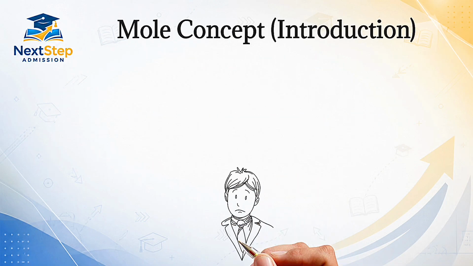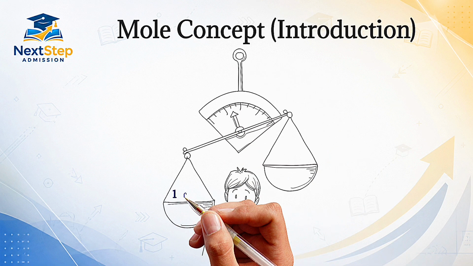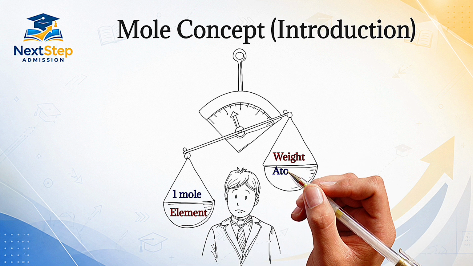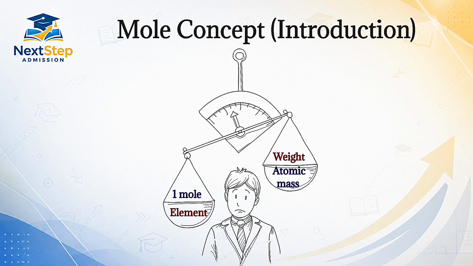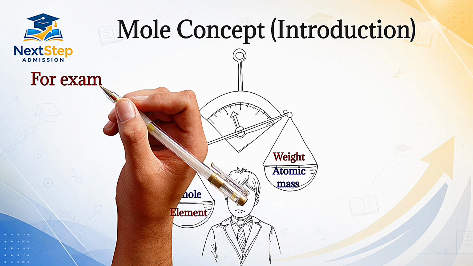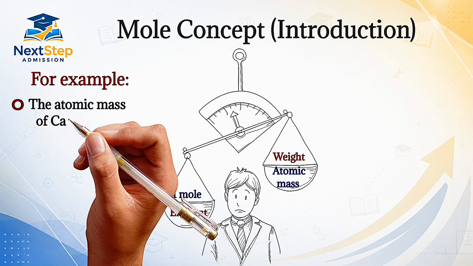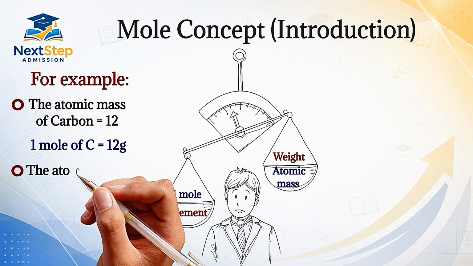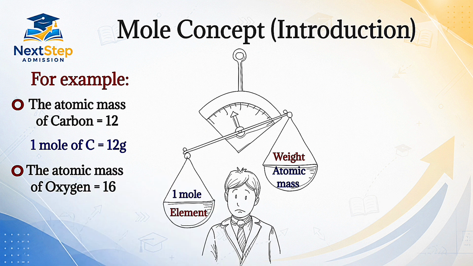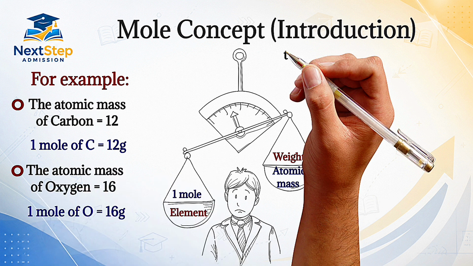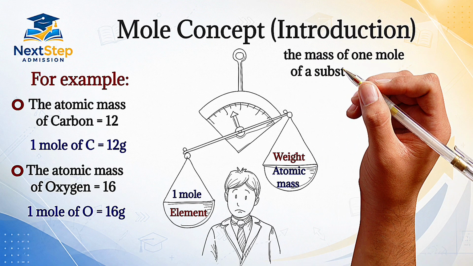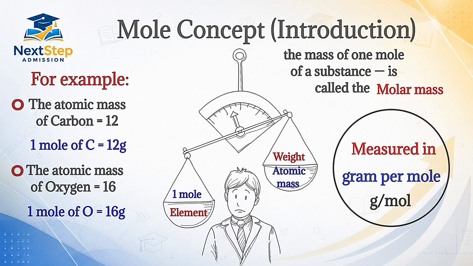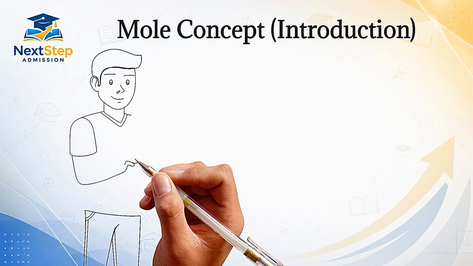Now here is where it gets even more interesting. Scientists discovered that if you take 1 mole of any element and you weigh it in grams, the mass in grams equals the atomic mass or molecular mass of that element. Let me give you an example. The atomic mass of carbon is 12, so 1 mole of carbon weighs exactly 12 grams. The atomic mass of oxygen is 16, so 1 mole of oxygen atoms weighs 16 grams. This mass, the mass of 1 mole of a substance, is called the molar mass, and we measure it in grams per mole. We will go deeper into molar mass in the next video.